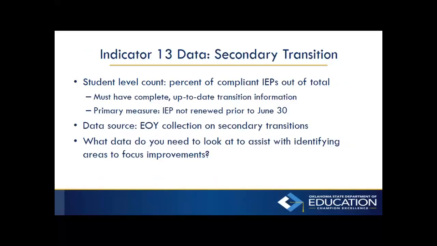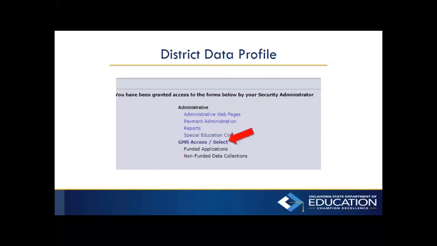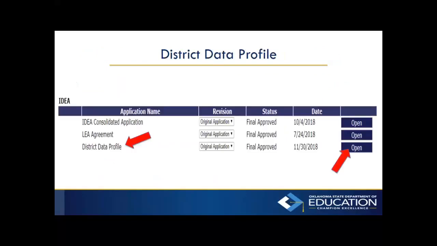Okay. We sent you a copy of your district data profile on paper, so you can review that. You can also review it now in the grants management system. So if you go to GMS Access, and you select your district, okay, under the applications list, under IDEA, we have a new application. It's called District Data Profile. Surprise, surprise.